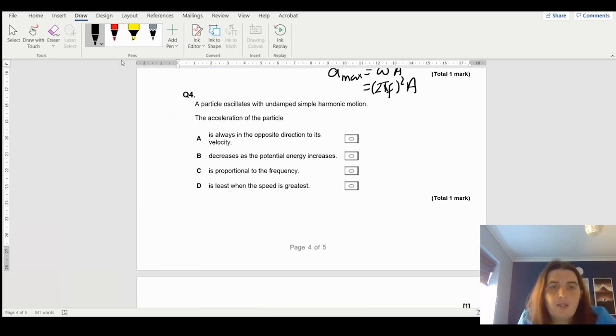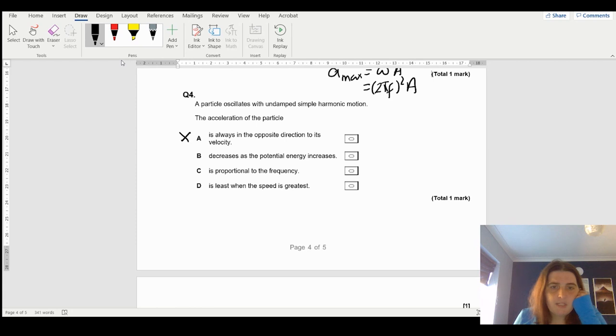So, question 4. A particle oscillates with undamped SHM. The acceleration of the particle is always in the opposite direction to the velocity. No, that doesn't make sense because if you think about it, the acceleration changes direction constantly. So in this position, the acceleration is going this way. When it's going this way, the acceleration is slowing it down. So the acceleration up to here is speeding it up, so it's in the same direction. And then after here, it's slowing it down. So it changes direction. So that one's incorrect.